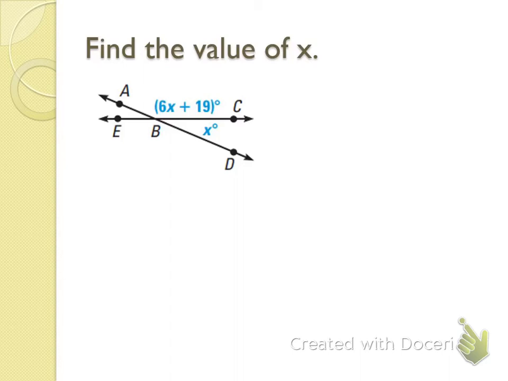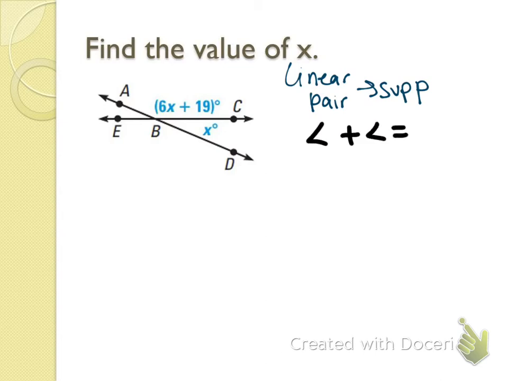So we have to ask ourselves, what relationship do these two angles have? They are supplementary because they're a linear pair. They're a linear pair, which means they're supplementary. Supplementary means we're going to add them, set them equal to 180. I keep writing this so that you can look back at your notes and figure out what you did and why you did it. We're about to add them and set them equal to 180 because they are a linear pair.